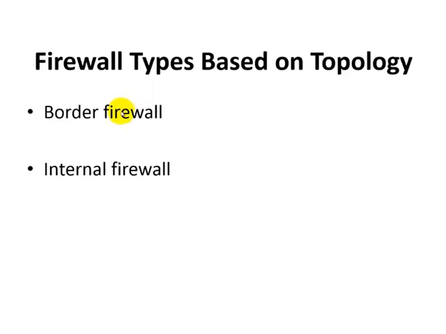The border firewall means the firewall is really sitting at the very boundary of the network. And when we say something is an internal firewall, that means the firewall is behind another firewall. That's what we mean by an internal firewall. So let's say your network actually looks like this.